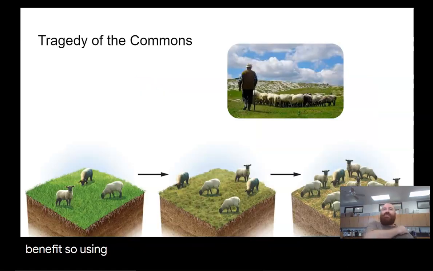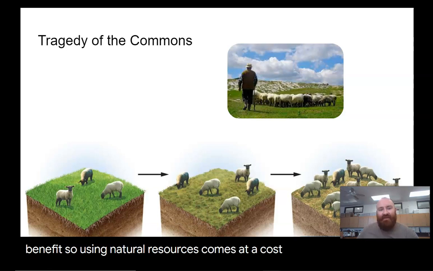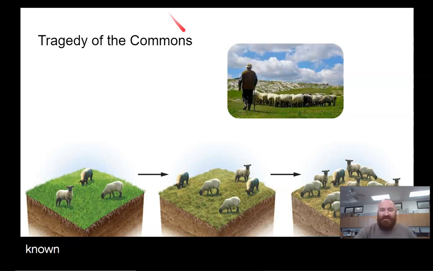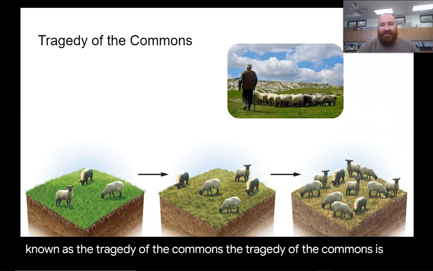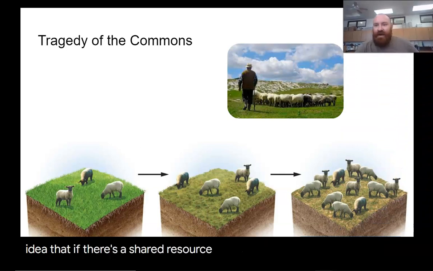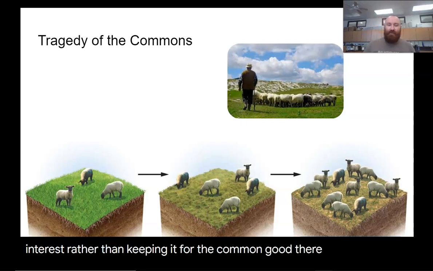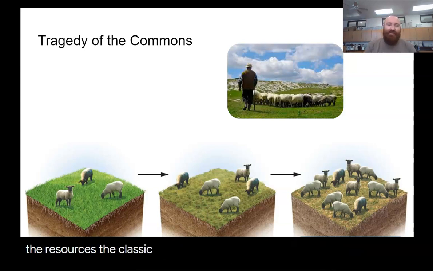So using natural resources comes at a cost. There's this concept known as the tragedy of the commons. The tragedy of the commons is this idea that if there's a shared resource, people will usually act in their self-interest rather than keeping it for the common good, therefore depleting the resource. The classic example is a shepherd.